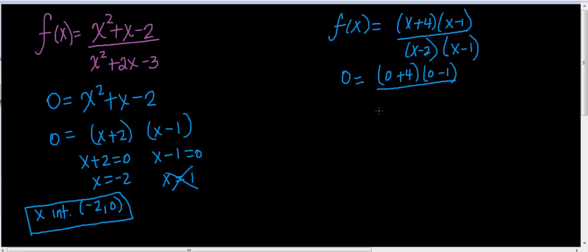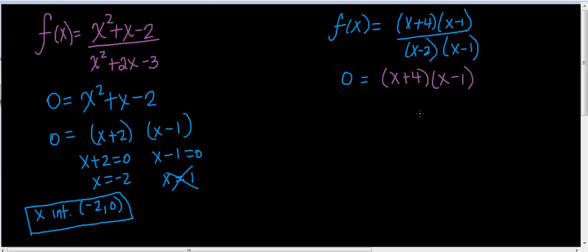Oh, I'm sorry, we're looking for x-intercepts. And I'm doing this like if I were looking for y-intercepts. So let me erase this part. Erase that. I made a mistake. If we're looking for the x-intercept, I equal this to 0 and I take my numerator and I solve for x.